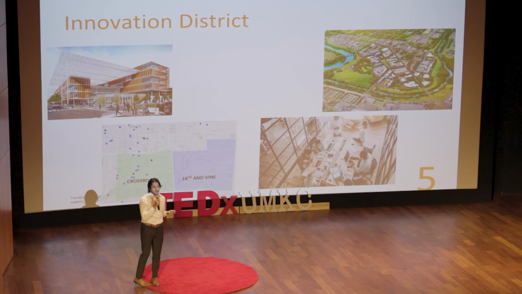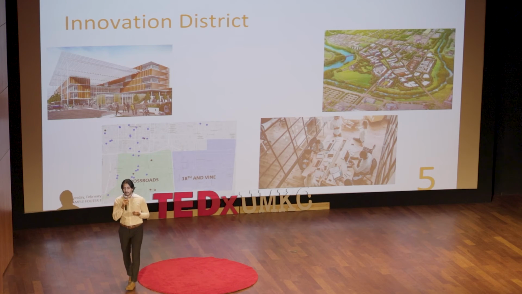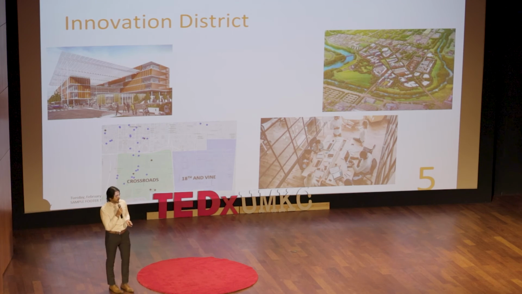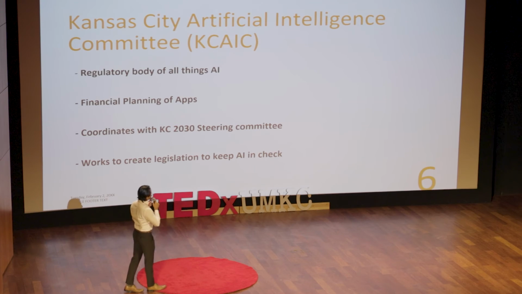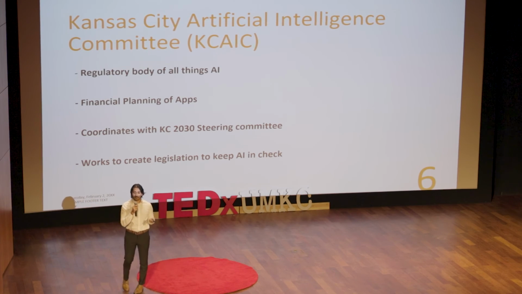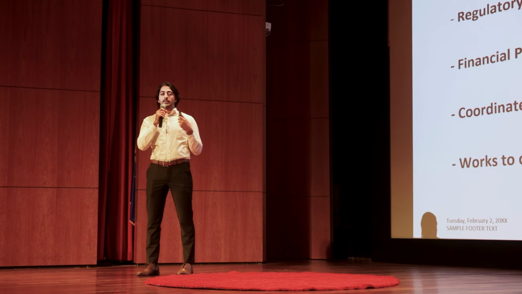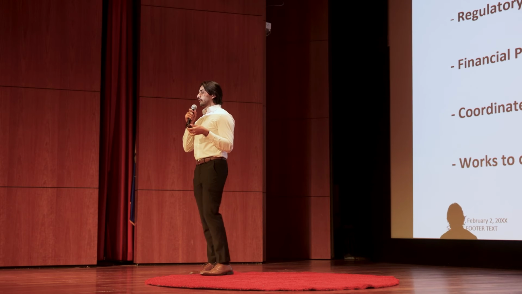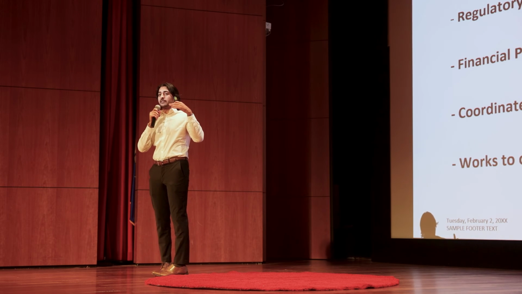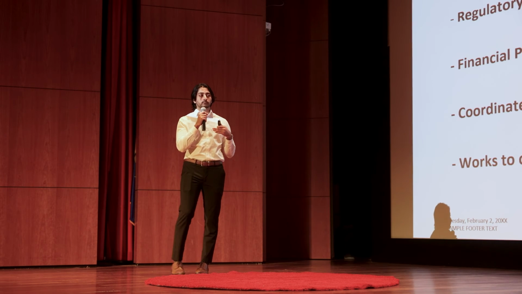Well, it requires a committee. And here's the creative name I came up with for our committee. The Kansas City Artificial Intelligence Committee. Super creative, right? But what this committee has to do is work concurrently with the steering committee of the 2030 plan so that we can map out a timeline to release these apps concurrently with the action items that are being executed on the plan.